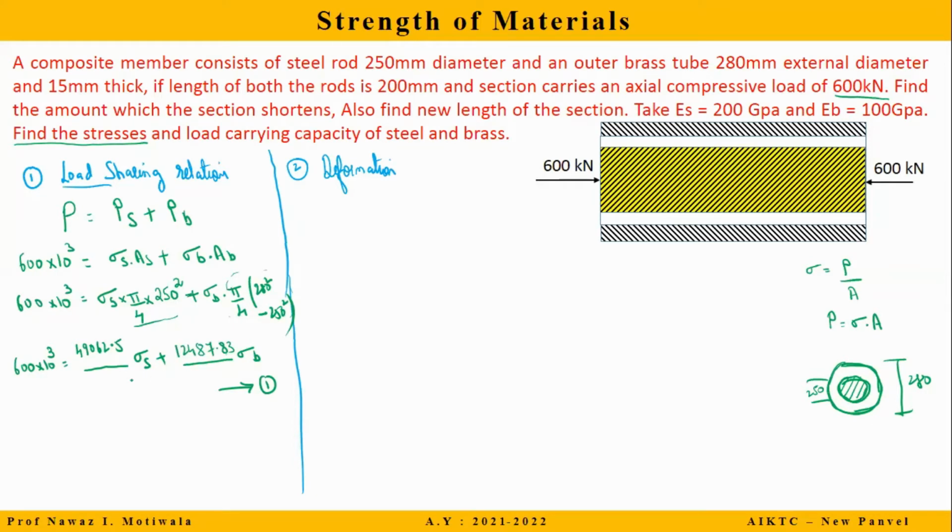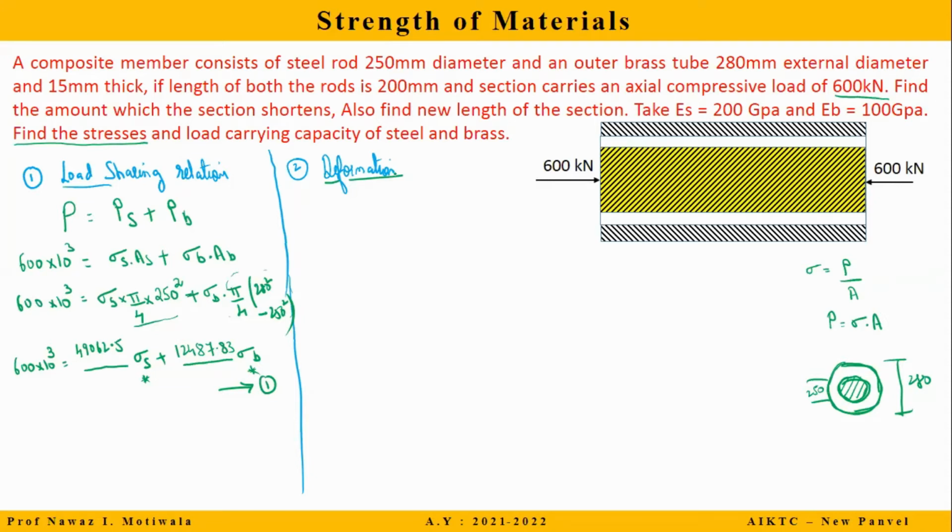We have got one equation: 600 into 10 raised to 3 is equal to some number times sigma S plus some number times sigma B. In this equation, sigma S is unknown and sigma B is also unknown. So we have only one equation till now and two unknowns, so we cannot solve it. As I cannot solve it further, I have just named it equation number 1 and left it for further use. Now let us go to the second part, that is the deformation equation.